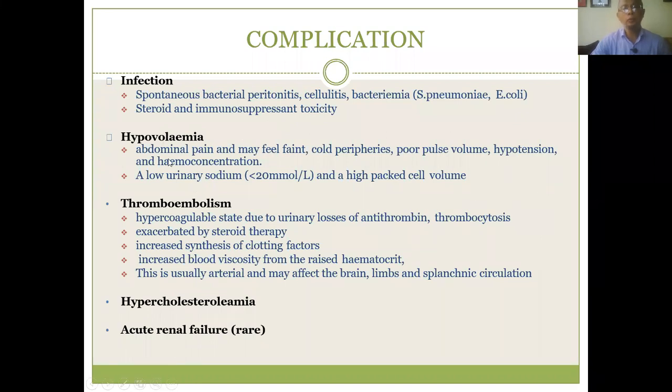As there is hypovolemia, you can get abdominal pain, the patient may feel faint, cold peripheries, poor pulse volume and hypotension, and there may be hemoconcentration due to fluid leakage outside the vascular space. A low urinary sodium, that is less than 20 millimole per liter, and a high packed cell volume, you can get due to hypovolemia.